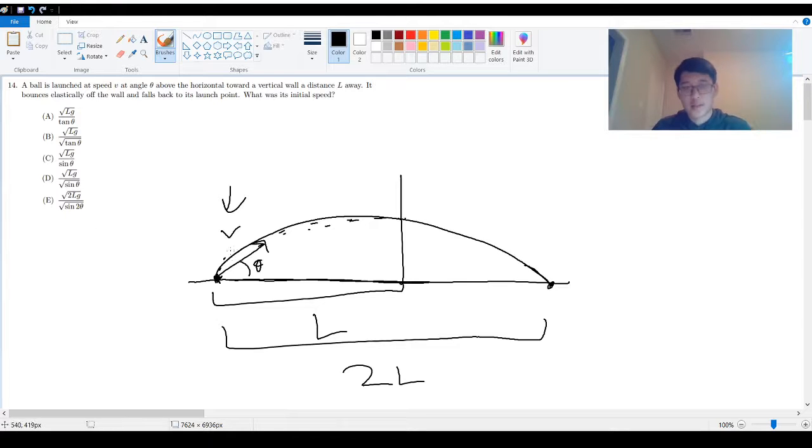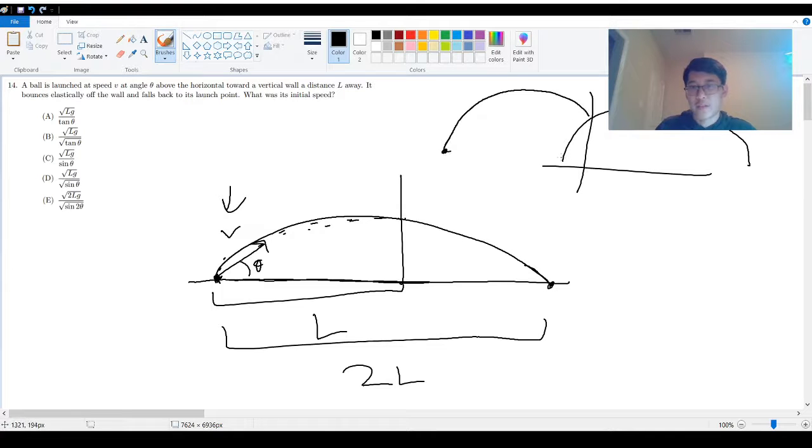And because it lands exactly back at the launch point, you know that it has to have hit the wall at the maximum height of the trajectory. If it didn't hit the wall at the maximum height of the trajectory, then it would not land back at the original height. Like you can imagine that if the trajectory is supposed to be like this, but then the wall's right here, it'll bounce off like that, and then it won't land back in the original launch place. So we know that it has to have hit the wall at the exact top of the trajectory, right? So I didn't draw this very well, but you can imagine that this is actually the top of the trajectory right here, okay?